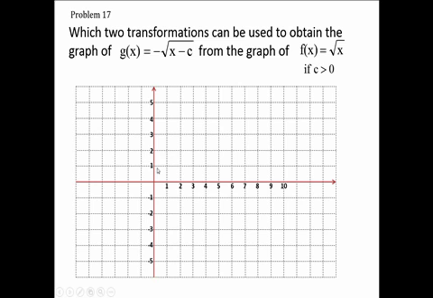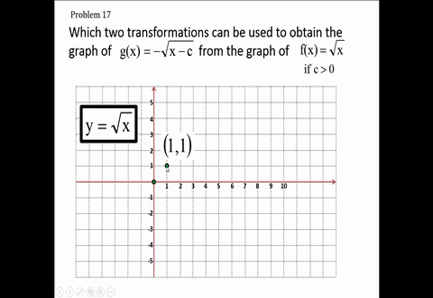Okay, we have a graph, and let's graph f of x equals the square root of x first. We have the point 0, 0. If you put 0 in for x, the square root of 0 is 0. If you put a 1 in there for x, the principal square root of 1 is 1. Put in a 4, the principal square root of 4 is 2. So I'm going 4 to the right and up 2. 9 and 3, the square root of 9 is 3.